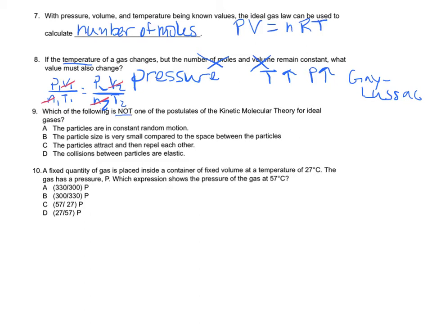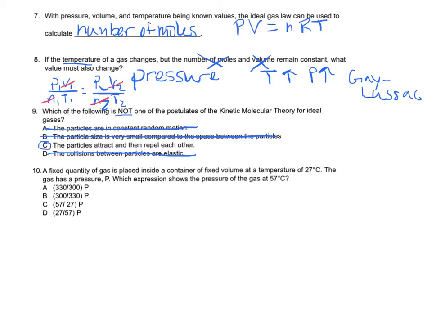Particles are in constant random motion. Note, that is a postulate of the kinetic molecular theory. The particle size is very small compared to the space between the particles. Yes, that is true as well. They need to be very small. All right, particles attract and then repel each other. No. Remember, the postulate says that they do not attract or repel each other. And the collisions between the particles are elastic. Yes, that is true for the kinetic molecular theory. So remember, they do not attract or repel each other. That is an ideal gas. Okay? All right, so that's number 9.